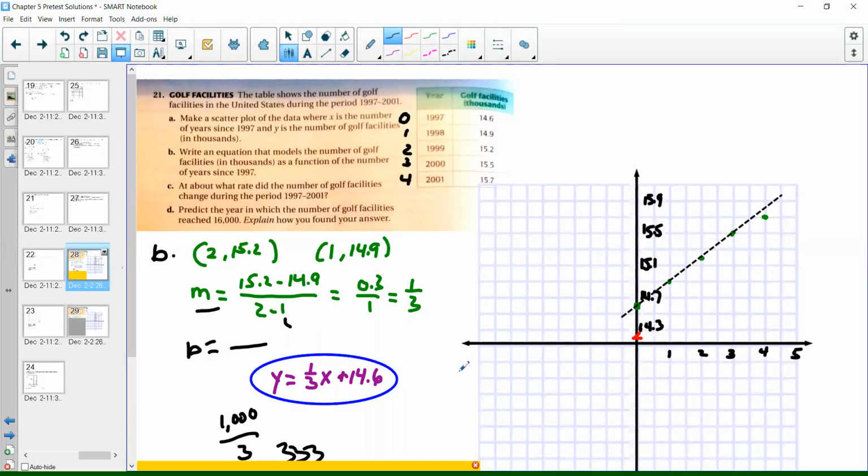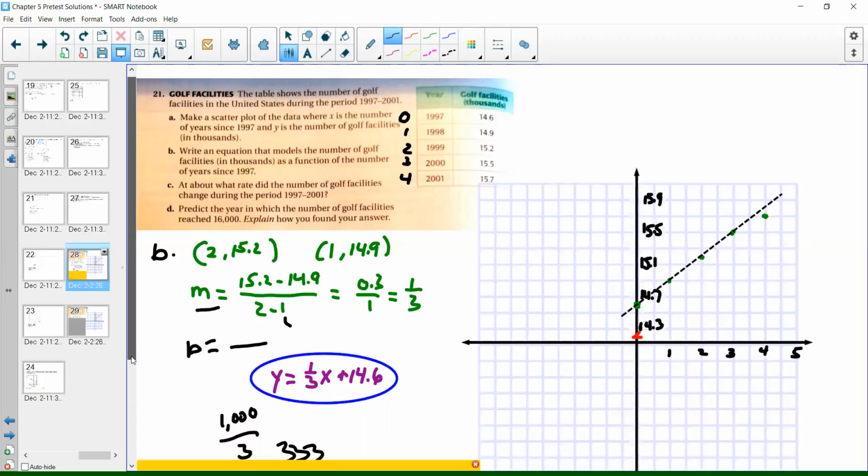Okay, so what gets a little tricky is the rate. C says, about what rate did the number of golf facilities change during the period? And I taught you, okay, the slope is the rate, which we have as 1/3. But what you have to remember is that our scales are different. On the x-axis, we're counting by ones. On the y-axis, we're counting by thousands. Okay. So this is like 1,000/3, which would be about 333.